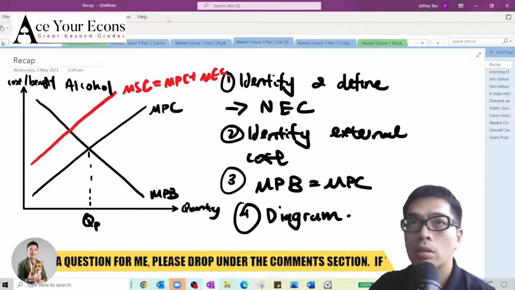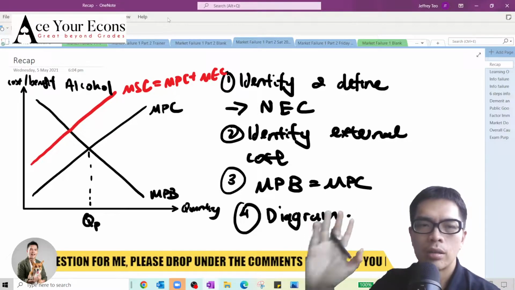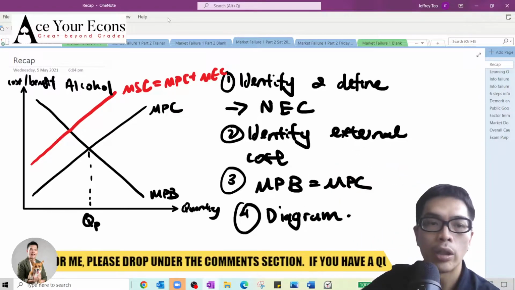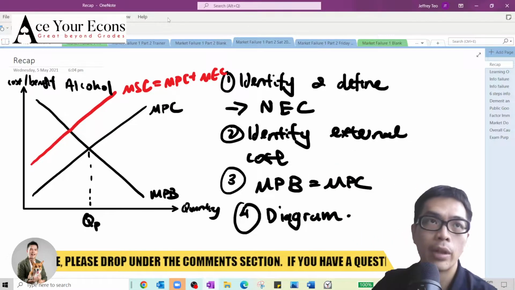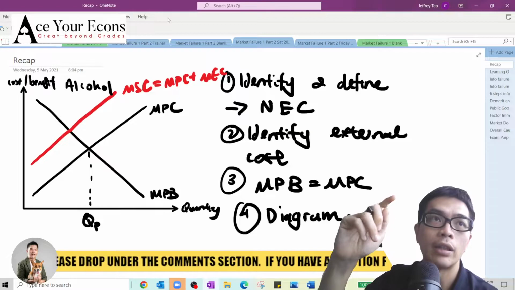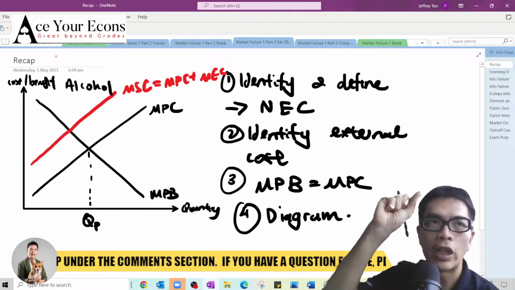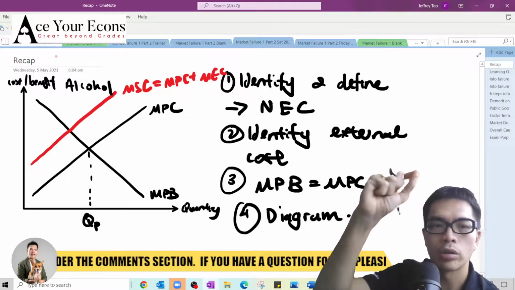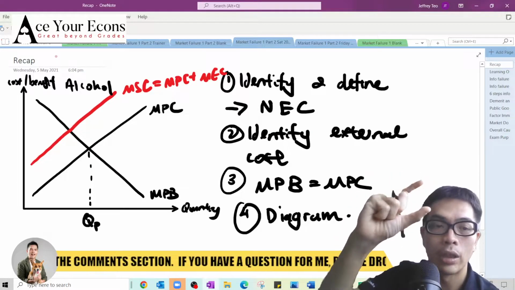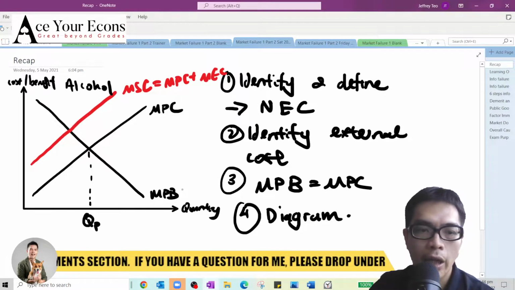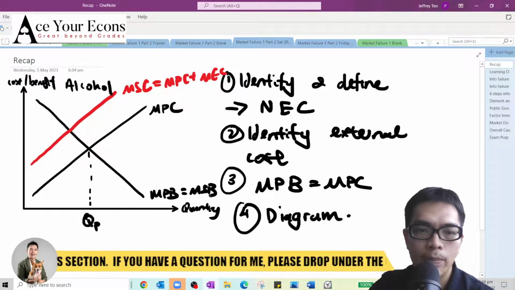Common mistake: the MEC, we are looking at the gap between your MPC and your MSC. We are not looking at the triangle. The deadweight loss does not represent MEC. The vertical summation between your social cost and your private cost will tell you what your external cost is. And we assume that your MPB equals MSB.